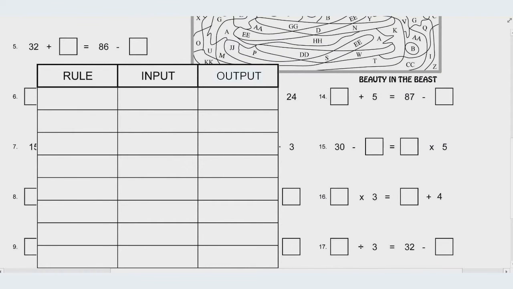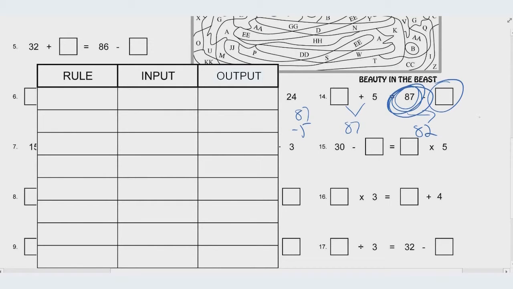Hello, welcome back. We're working on problems 14, 15, 16, and 17, and we're all finished. Problem 14. We already know right off the bat that if we add these two together, it cannot be bigger than 87 because we have 87 minus a number. So the biggest it can be is 87. So I just take 87 minus 5 and I get 82.